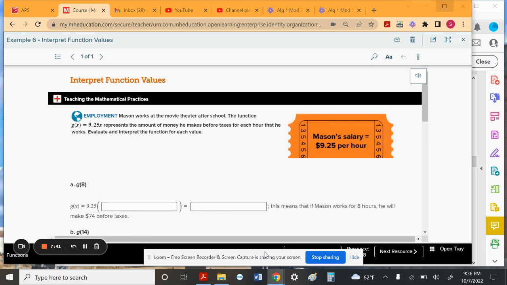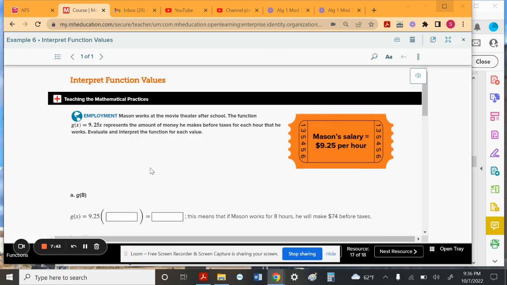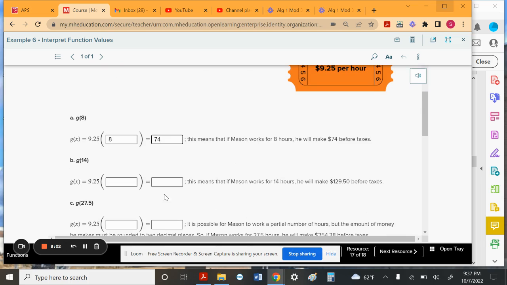Okay, interpreting more function values. I think this is our last one before the check, if I remember. Yes. So here is my equation, 9.25 times x. So if we plug in an 8 there, we're going to do 9.25 times 8. If we multiply those together, and I did those ahead of time on my calculator, that's 74. So notice that this means that he will make $74.